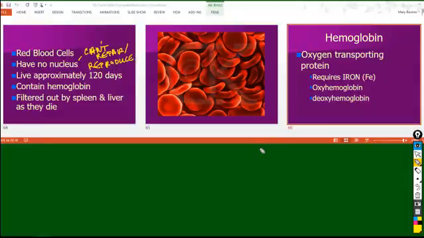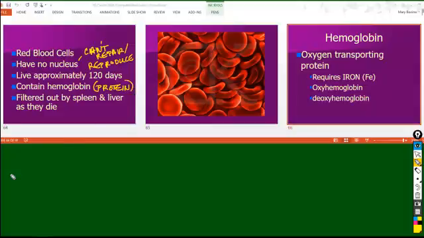Okay? They're going to live about 120 days and for the most part be trapped in the blood vessels at all times. There are only a few places in the body where red blood cells are allowed to kind of go freely into a tissue. For the most part, they are contained always. They contain a protein called hemoglobin that's really the big oxygen and CO2 carrier for us.